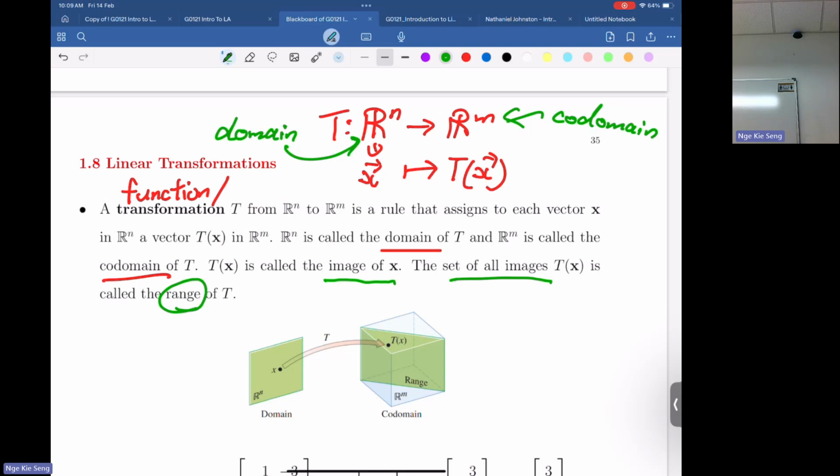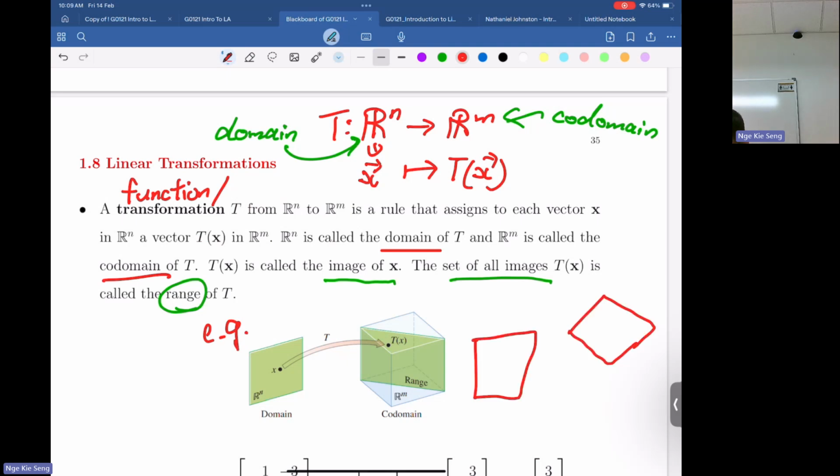So you have a domain that looks like this. Your range can at most reach this size. There could be a case where you send everything to the same place. For example, let's say this is your domain and this is your codomain, and you just send everything to one point. Then your range is just one point. You can do it. So the most you can get is this big inside your codomain.